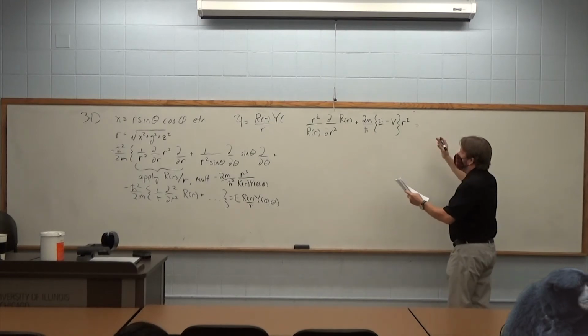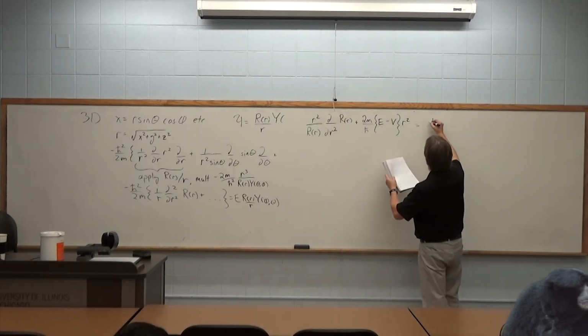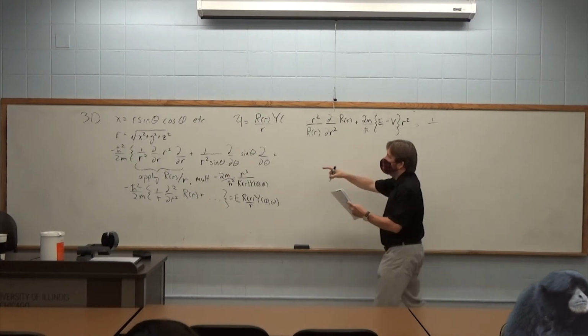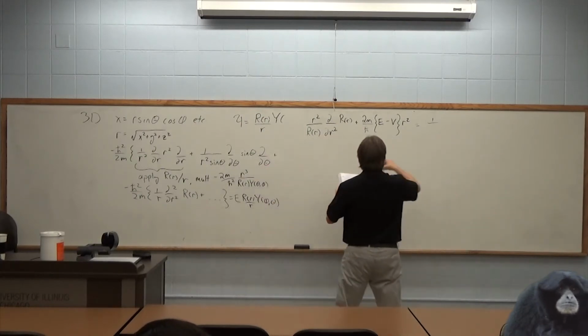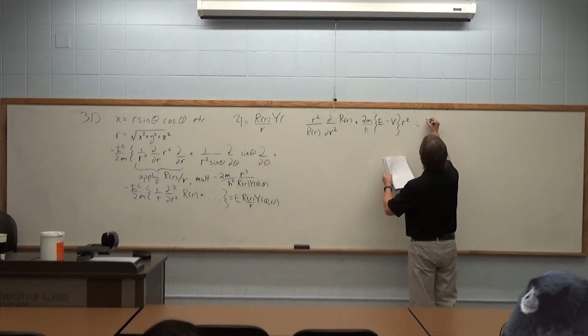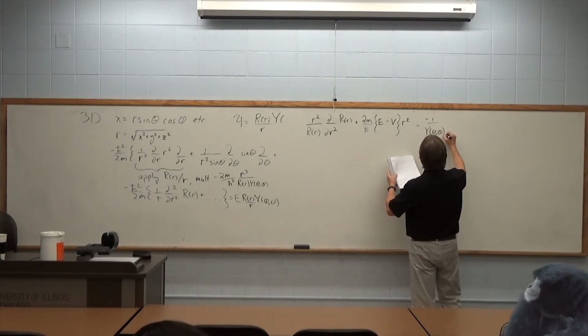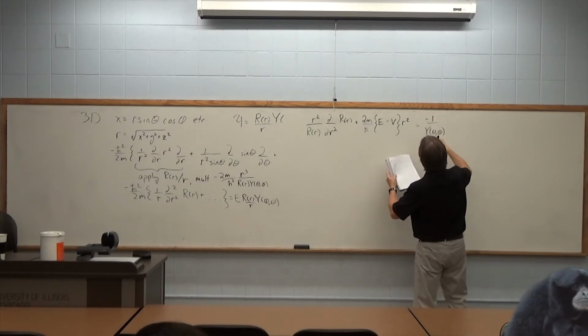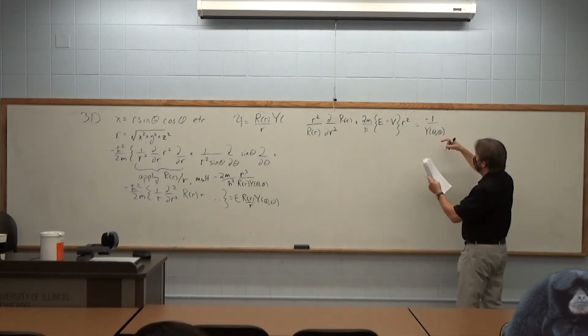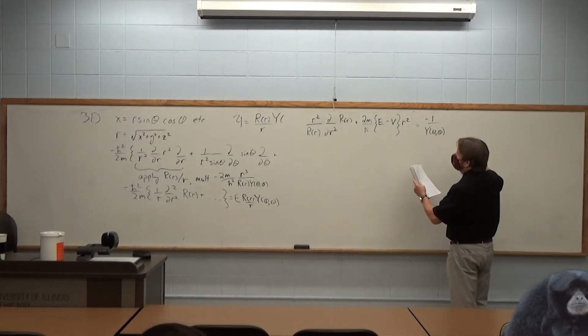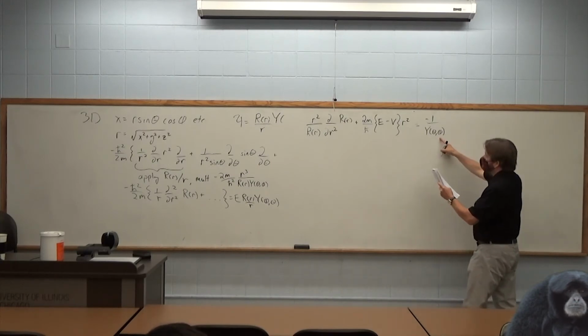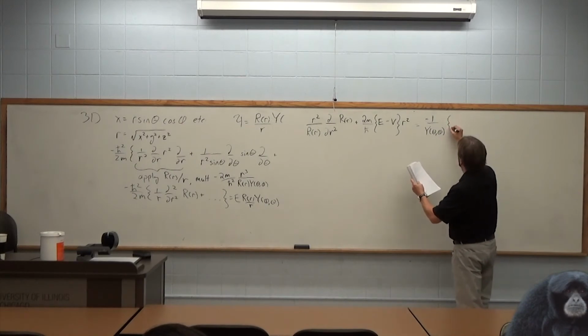Now, the angle bits are the same deal. I'm going to bring these over to the right so I have a minus sign, and I'm dividing out on the left. Now the radial part is wiped out because it doesn't get trapped by all these operators, as you're about to see here.